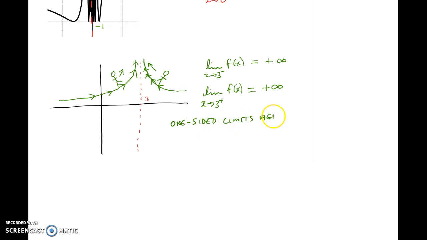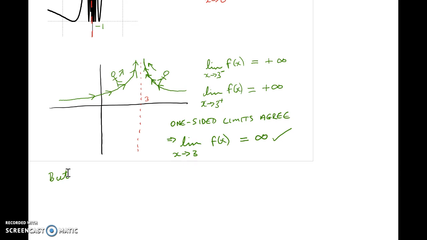And when that's the case, it's perfectly fine to say the limit of f of x as x approaches 3 is equal to infinity. Now that is considered correct. Okay, that's considered correct. But there is an argument that's made. A limit has to be a number. It has to be an actual height.